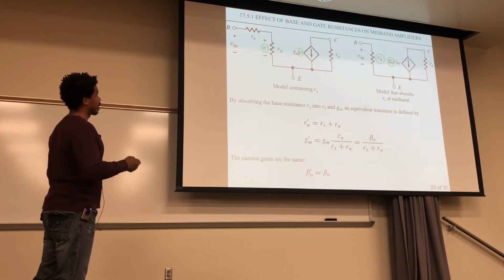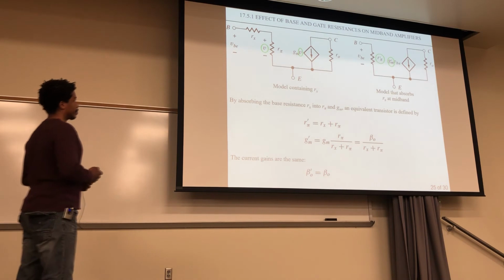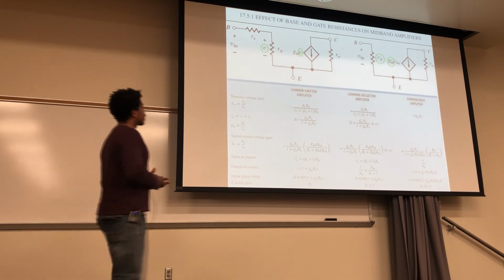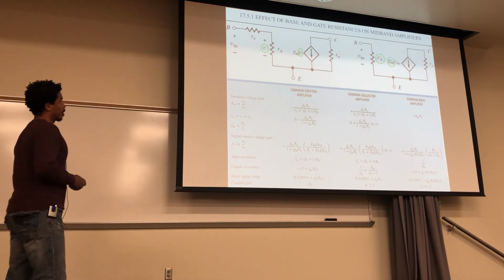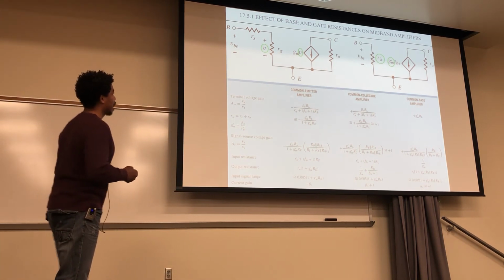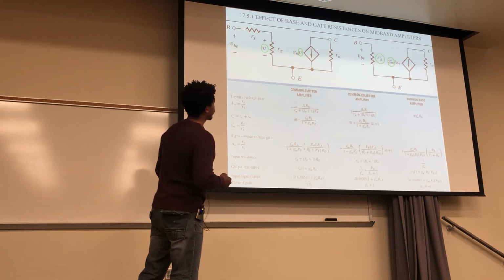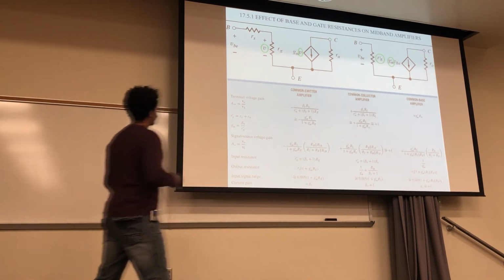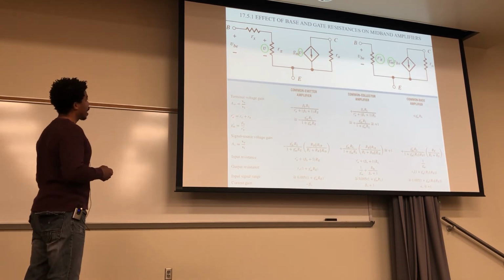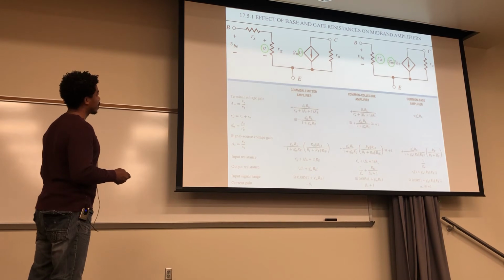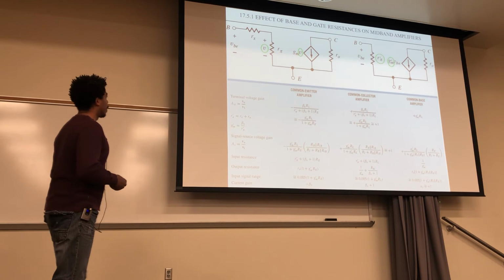Here's a summary of the analysis for three different types: the common emitter amplifier, common collector amplifier, and also common base. We have the terminal voltage gain, the R pi prime and gm prime for those, the signal source voltage gains, input resistances, output resistances, and input signal range and current gains for each one of those.